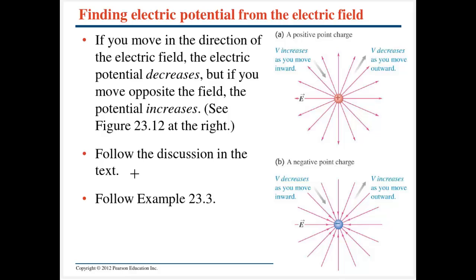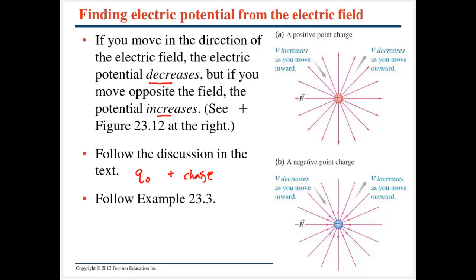Much like when we talked about the potential energy, the voltage is going to increase or decrease depending on whether we're moving towards or away from a positive charge or a negative charge. All of this really boils down to the fact that we're always assuming that Q0 is a positive charge. Now, the book says that if you move in the same direction as the electric field, the electric potential is going to decrease, and if you move opposite, the potential is going to increase.